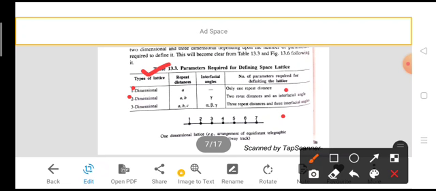Similarly, for a three-dimensional space lattice, the number of parameters required for defining the space lattice may be three repeat distances and three interfacial angles. The repeat distances may be taken as a comma b comma c and interfacial angles are alpha comma beta comma gamma.